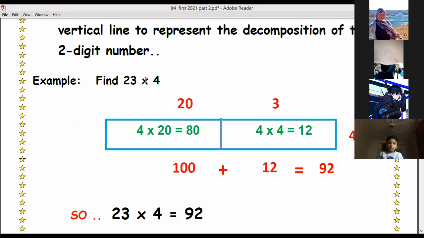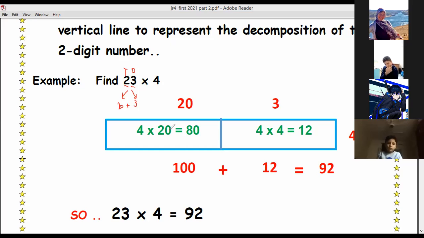Okay, so here I have 23 times 4. I'm going to decompose this 23. That means 3 in ones and 2 in tens. So when I decompose 23, it will be 3 in ones equals 3, and 2 in tens equals 20. So that means 20 plus 3.